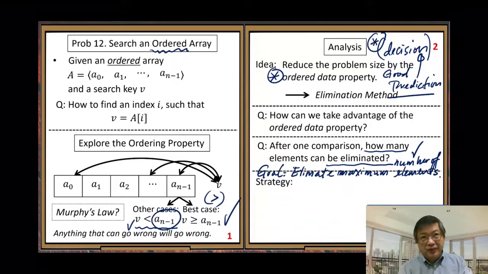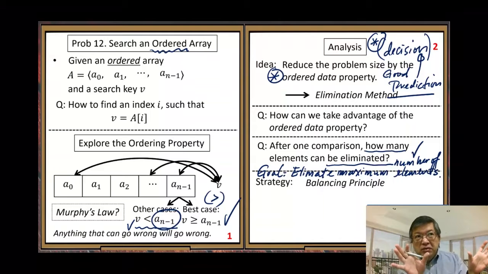Here there is another very useful strategy in problem solving. It is about when you make a decision, which decision tends to give you the best or a good solution. That is the balancing principle. When you make your decision, try to make the decision that is as balanced as possible. What is the exact meaning of balance here? It means when you distribute your data, you distribute it in a balanced way.